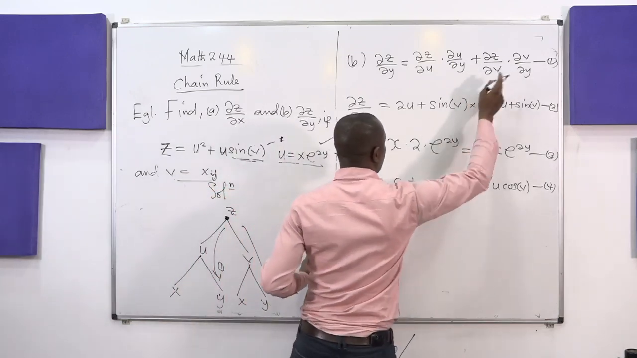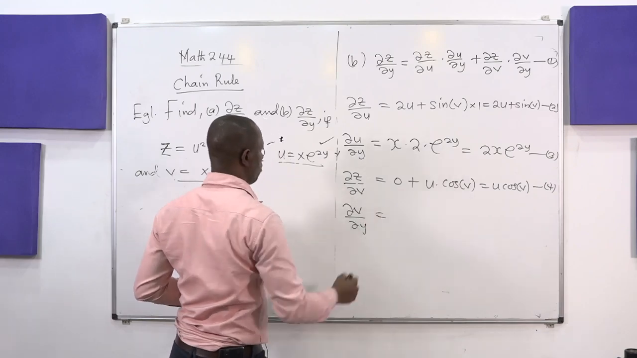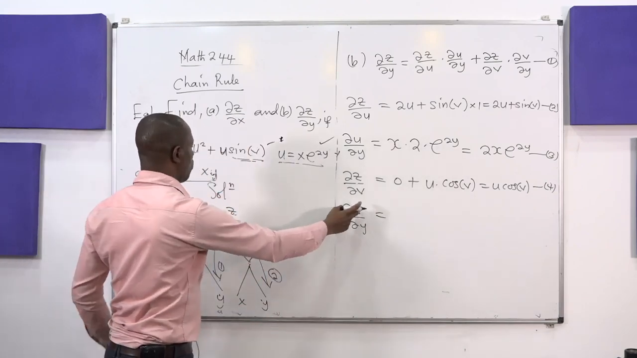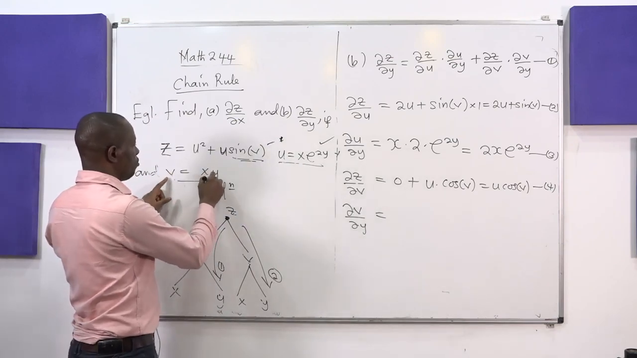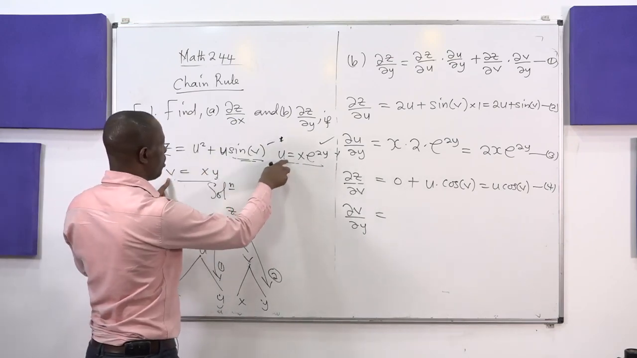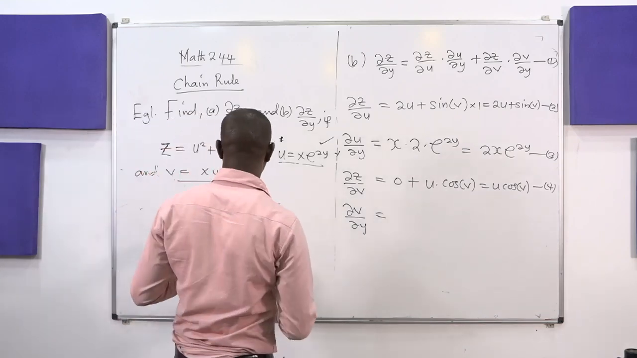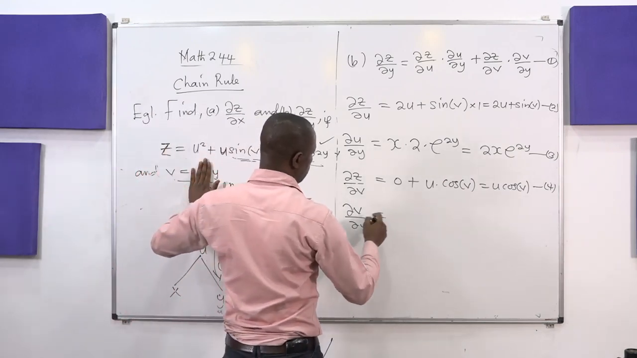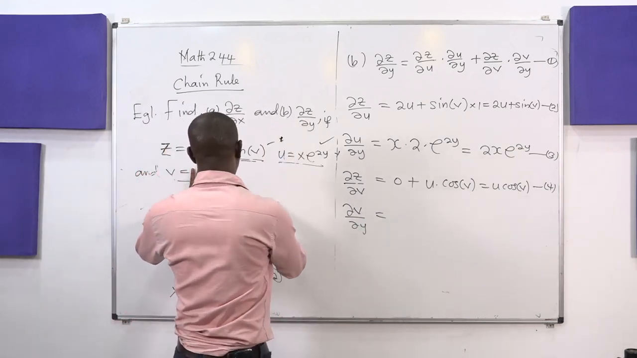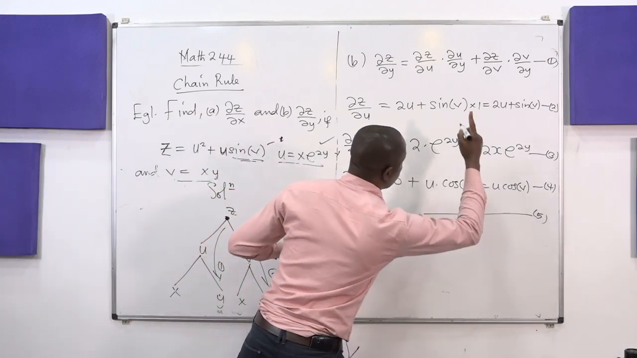Then take the last one, partial v with respect to y. The equation connecting v and y is this one. You have v and y here. Once I differentiate with respect to y, I cover the x, it's a cancel. y, I get 1. 1 times x is x.